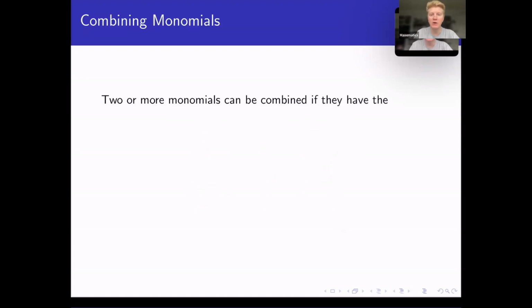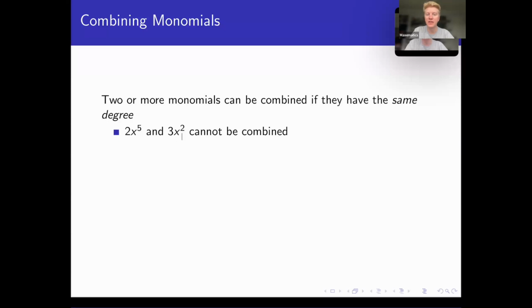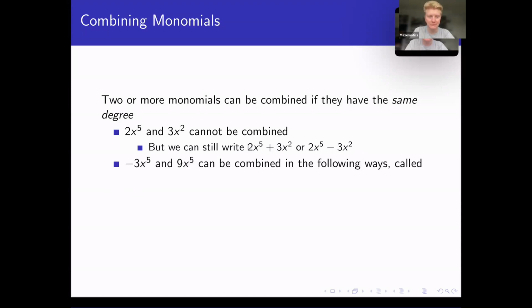So we can combine monomials in a couple different ways. So 2 or more monomials can be combined if they have the same degree, only when they have the same degree. For example, 2x to the 5th and 3x squared cannot be combined, but we could still write 2x to the 5th plus 3x squared, or 2x to the 5th minus 3x squared. So these are things that are okay to write, and we'll talk about these things in the next slide. But in terms of combining them, we can't do that.